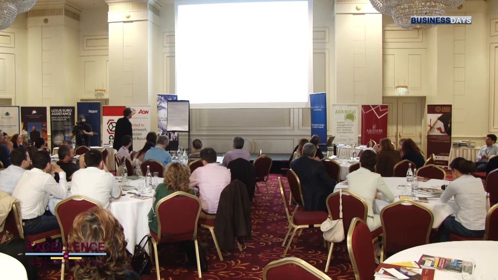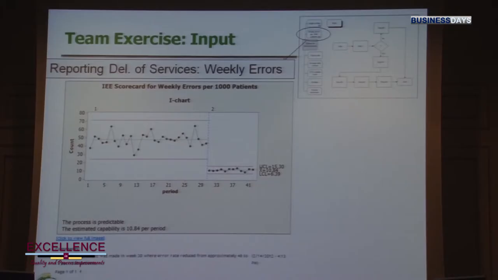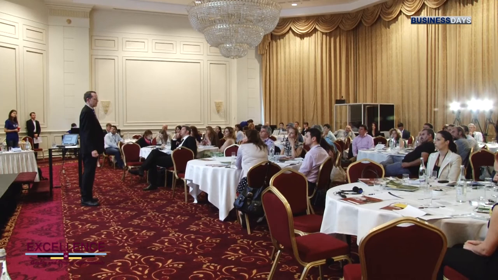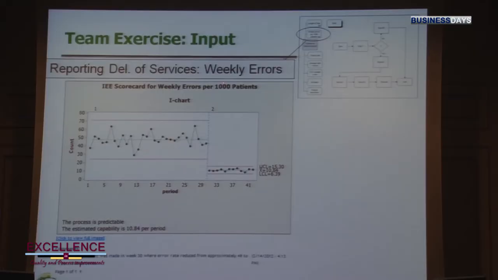Okay, so what we came away with from this particular process is that we really shouldn't be working on that one at all, but let's look at the defective rates. Okay, so now is this continuous or attribute? It's attribute, right? So we're looking at the errors per 1,000 patients. So you had an error or you didn't have an error. So we don't do a probability plot on that. And so now we estimate that it's 10.84. So this would be the weekly errors per 1,000.